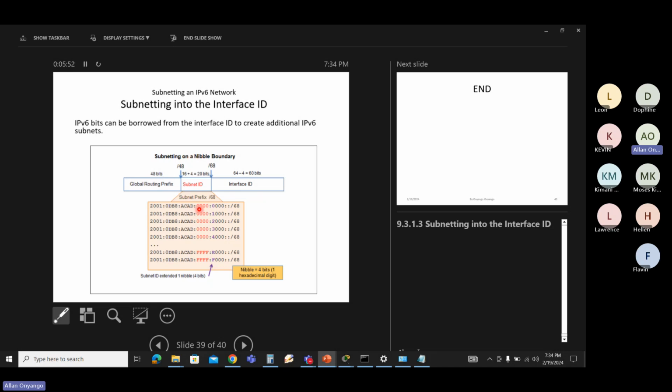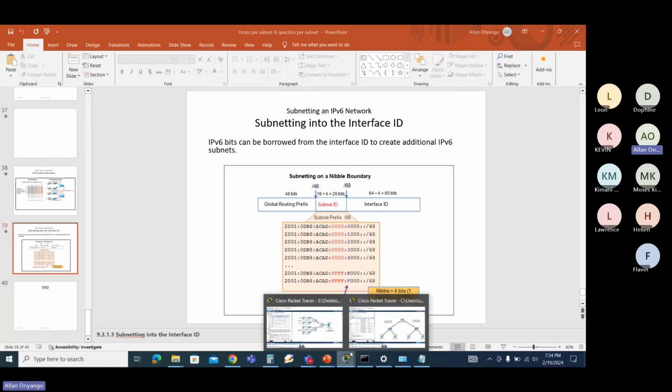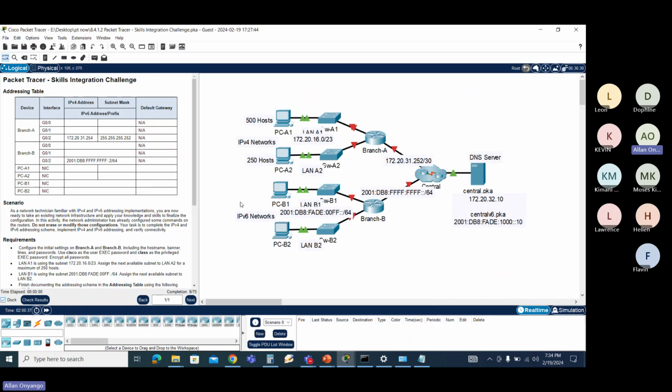And now the first network will have 2001:0DB8:ACAD:0000. The second network will have 1 here, 2, 3, 4, 5, 6, 7, 8, 9, then A, B, C, D, E, and F. It is more complex than that, and because it is more complex, I want us to do an assignment. I'm going to give you an assignment similar to this, and you'll get stuck somewhere.